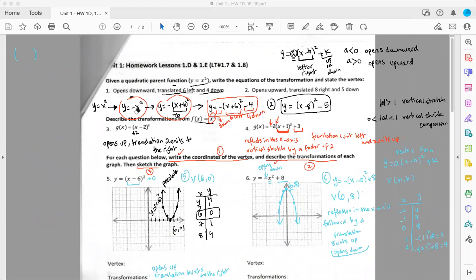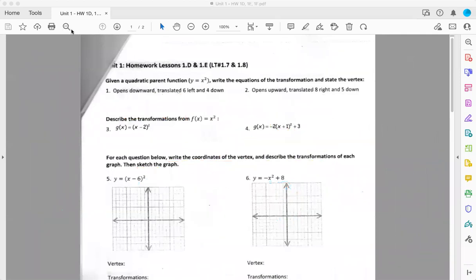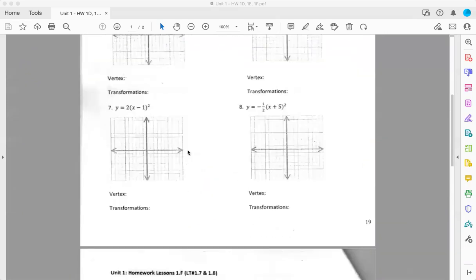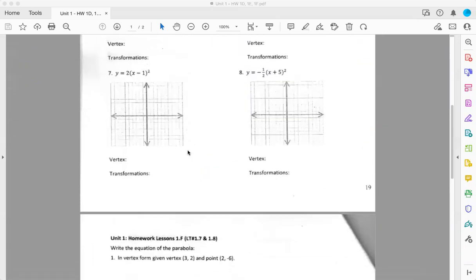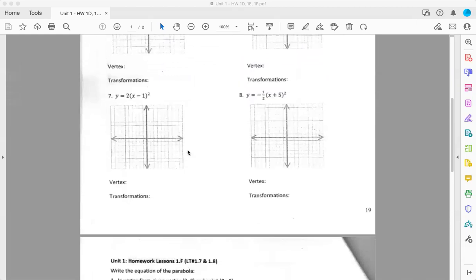Moving on. Let me clear this page. And this is again homework for 1D, 1E. We're talking transformations here still, okay? And this will be on your unit test. So let's clear this and move on to numbers 7 and 8, and then homework 1F.